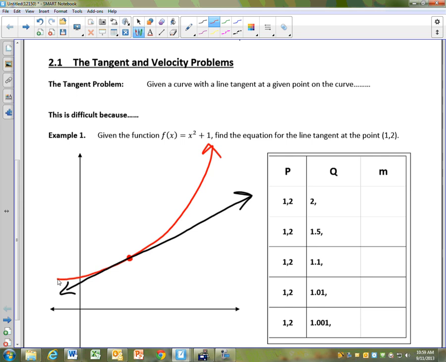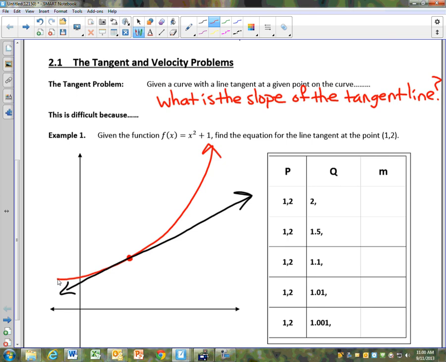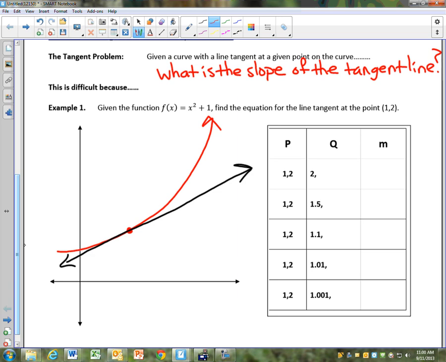Do you agree that's an okay drawing of a tangent line? You can draw it if you want. Question is, what is the slope of the tangent line? Can somebody identify for me why it would be difficult to identify the slope of that tangent line? You only have one point.